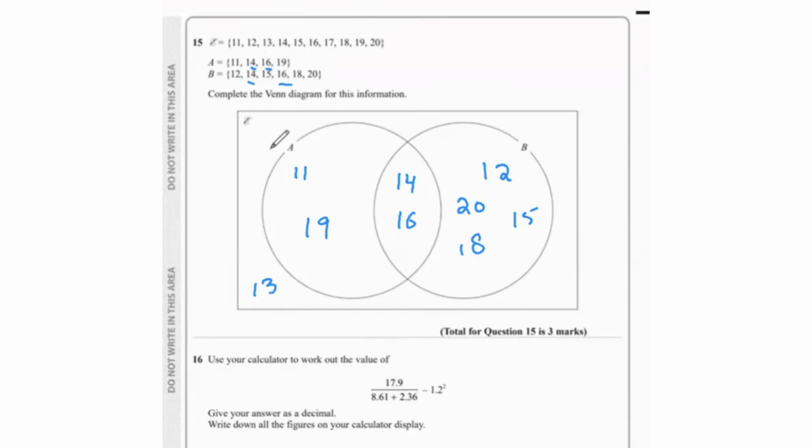14, 15, 16 have been used. 17 is also outside. And that's about it. So 17 and 13 are outside. 14 and 16 are the common elements. And everything else comes separately in set A and set B based on the elements given for them.